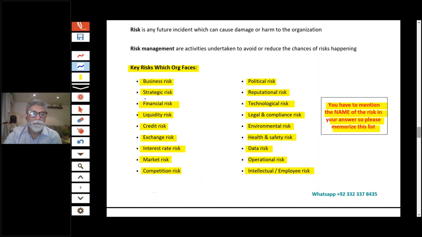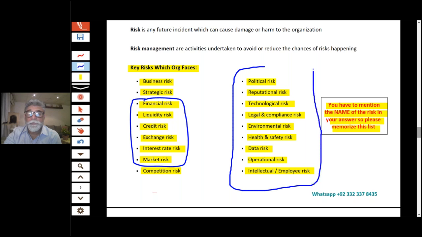So these are basically finance related risks. You will see this in your balance sheet, IFRS, etc. And these are mostly business related risks. This one is mostly business. This one is finance.